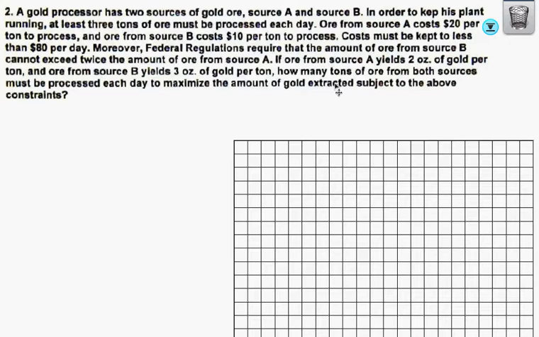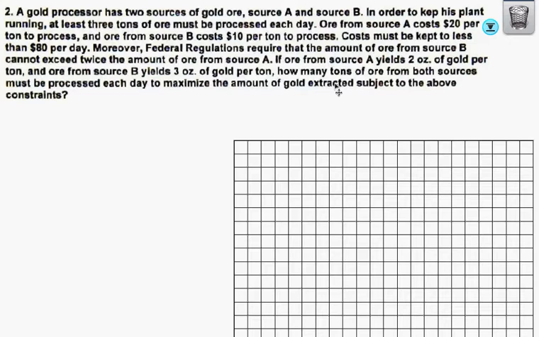Moreover, federal regs require that the amount of ore from source B cannot exceed twice the amount of ore from source A. If ore from source A yields 2 ounces of gold per ton, and ore from source B yields 3 ounces of gold per ton, how many tons of ore from both sources must be processed each day to maximize the amount of gold extracted subject to the above constraints?